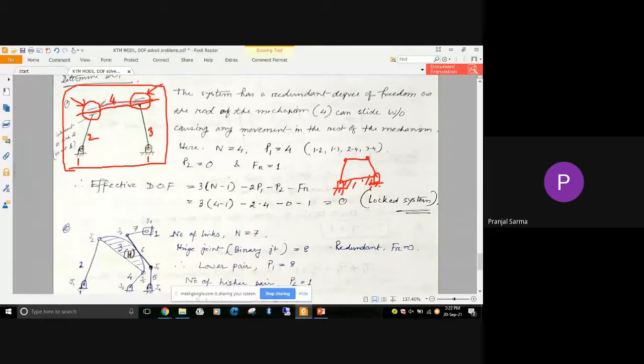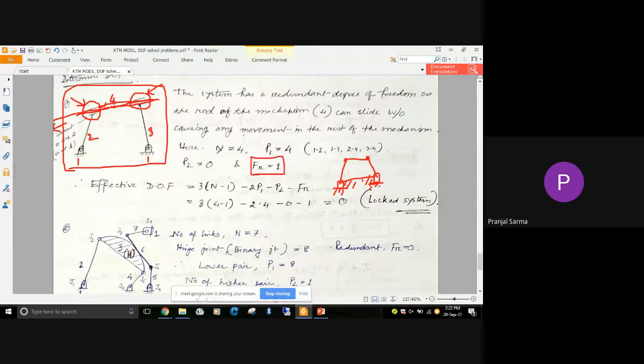Okay, that means it can go in this particular direction, it can slide. It can slide without causing any movement to the rest of the mechanism. You can just think of it as if it is going to slide like this and it will just fall here. So that may happen. It can just slide and it may not cause any kind of movement to the rest of the mechanism. So in this case, that means one redundancy is there. So one redundant degree of freedom, Fr is there, equal to 1.